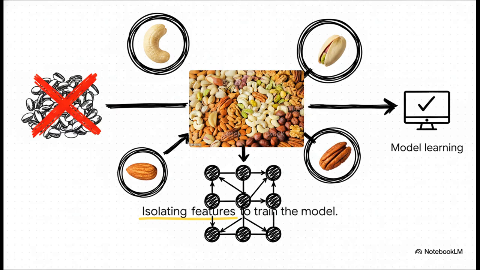But the absolute make or break moment, it's right here in step 2, cleaning and preparing that data. Remember our mixed nuts from earlier? If we just dump all that raw data into a computer, it's going to get totally confused. We really have to isolate the vital variables, the features, so the model can actually learn the underlying patterns instead of just blindly memorizing a giant mess of raw, unfiltered information.